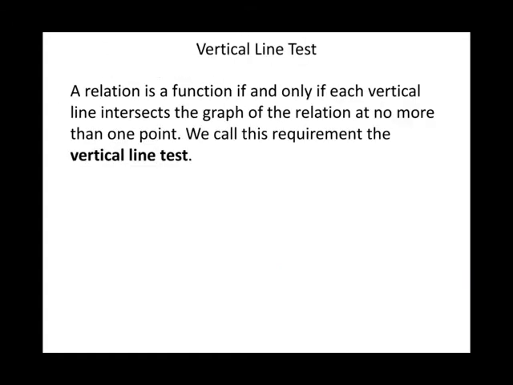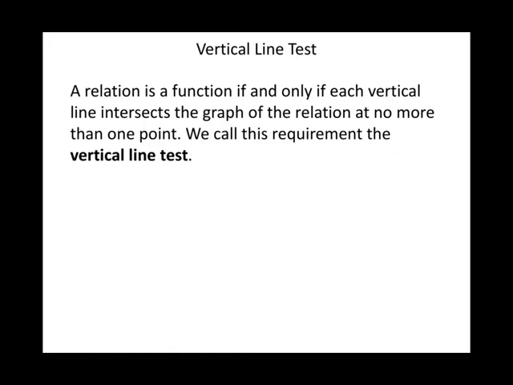Okay, vertical line test. A relation is a function if and only if each vertical line intersects the graph of the relation at no more than one point. We call this requirement the vertical line test.